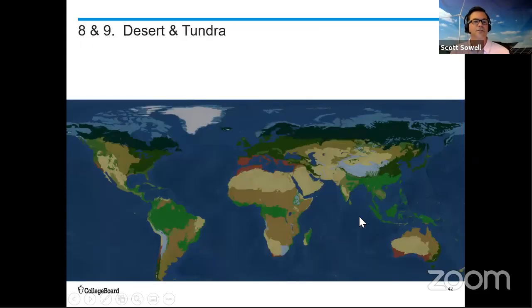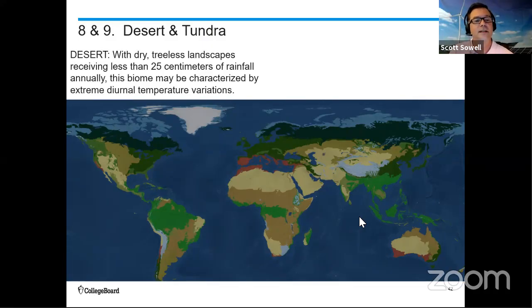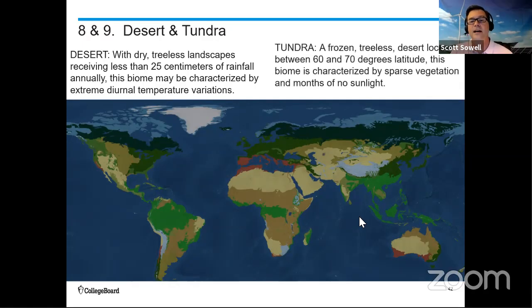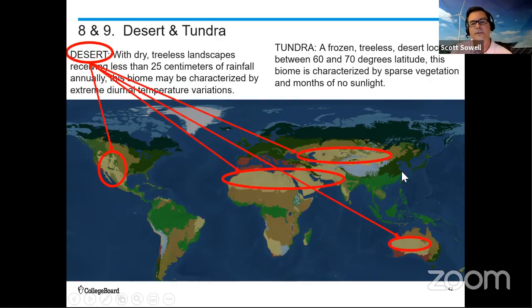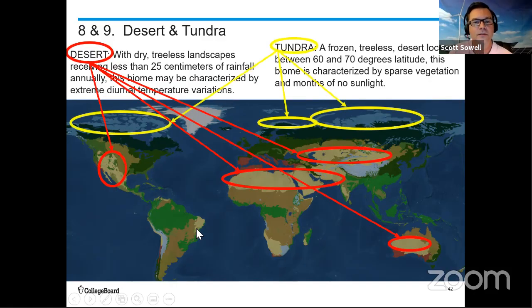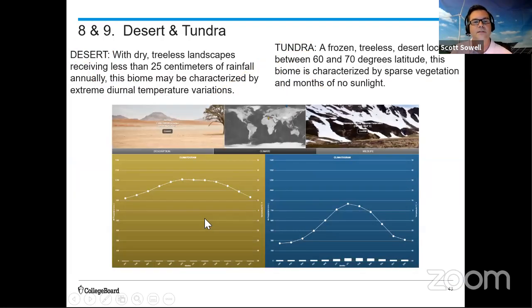All right, desert and tundra. Both are really deserts, one's hot and one cold. So a desert, we all kind of know what a desert is. So extreme temperatures, very treeless landscape. And then tundra, it's the same thing, just cold. So desert, hot and dry, tundra, cold and dry. And so you can see desert here, tundra up north. So both deserts, just differences in temperature. Again, you can see the two climatograms. So the desert, high temperature, tundra, low temperature, but both very minimal precipitation.